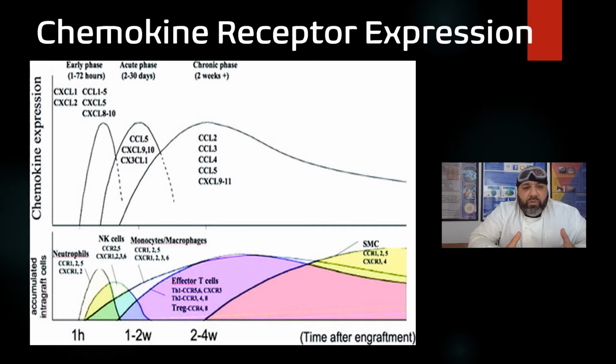So here I thought I'd take this opportunity to provide a snapshot of what's in this graphic. There is an overview where different cell types are accumulated at different durations, for example in the first hour, then between 1 to 2 weeks, and then from 2 to 4 weeks up to a month, where there's a heightened response relating to cell types according to tissue injury.